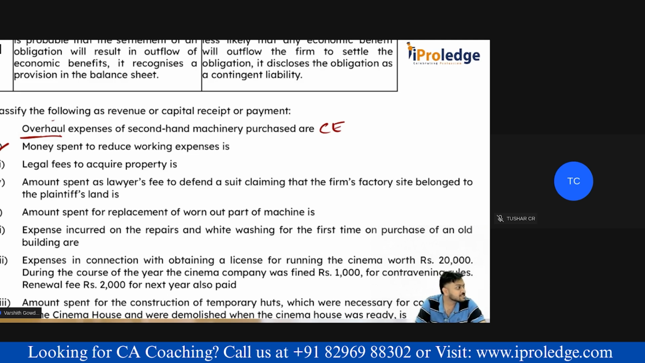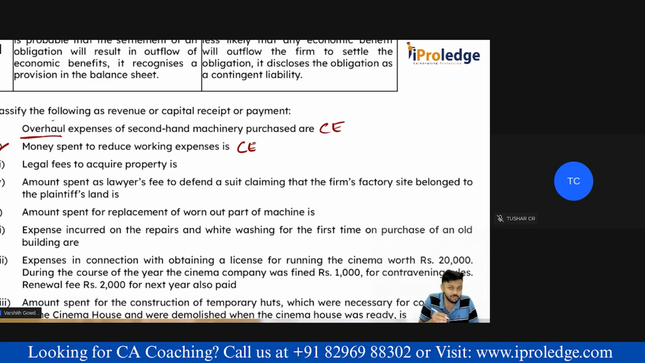It enhances and it gives the benefit in the future. See, the better answer is his, because we are getting benefit from this solar for more than 12 months. Correct? Not only for less than 12 months. So it becomes capital expenditure. And you should also ask a question. Here they have given only this much: money spent to reduce working expense. The question you have to ask is, is the benefit for less than 12 months or more than 12 months? If it is for more than 12 months, it becomes capital expenditure. If it is for less than 12 months, revenue.